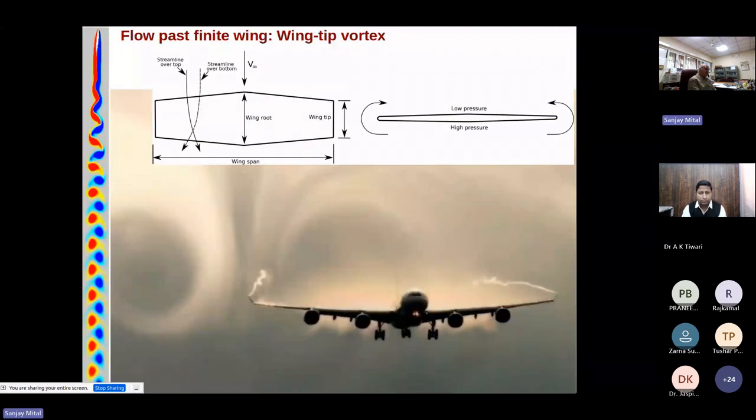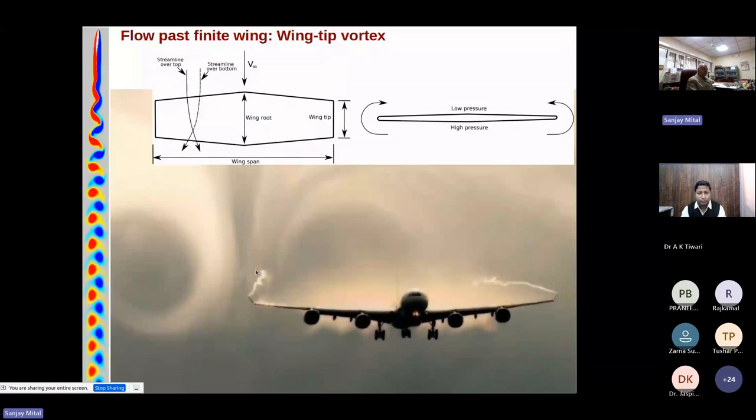Something very interesting also came out from the CFD calculations. See what happens when you have an airplane. The airplane produces lift because of suction on the upper surface of the wing and a high pressure on the lower surface. But at the wingtips, you get this leakage of flow, and they form these so-called wingtip vortices, which are visualized here.